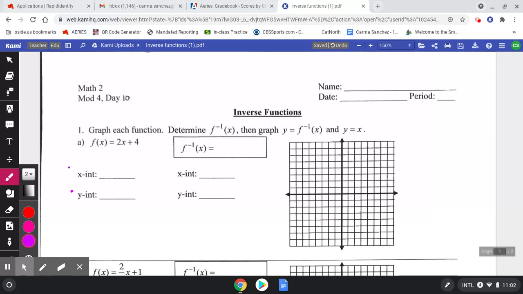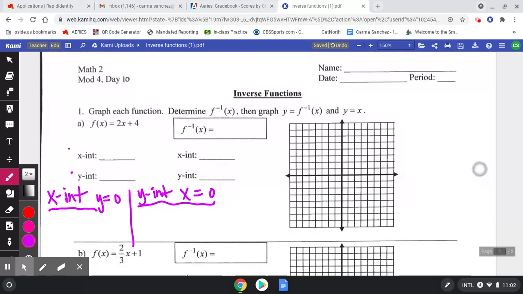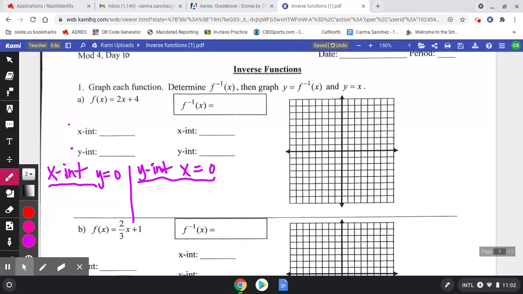And what 2 points are nice and easy to get? Well, let's go get the x and y intercept. In Math 1, you guys learned how to get an x-intercept. For the x-intercept, the y is 0. And then for the y-intercept, the x is 0. So let's go plug in 0 and get those values. We're going to say this is the x-intercept. We're going to say 0 is equal to 2x plus 4, and then we're going to solve backwards for x.